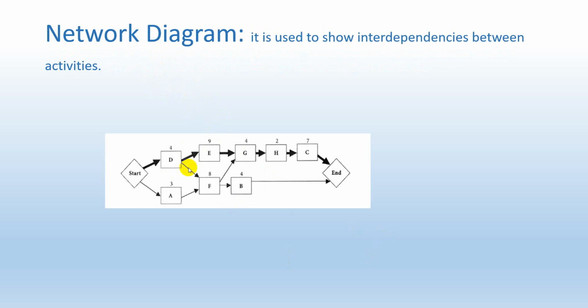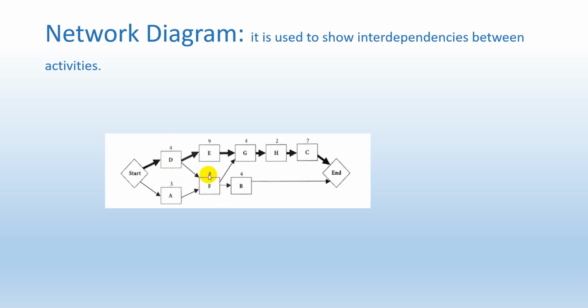Network diagram is basically used to show relationship between activities. Like from here we can see that D will start immediately after start of the project, and when D is finished, activity F and E will start. But activity F will start when D and A both are finished. So F will start after activity D, because A is finishing at day 3 and D is finishing at day 4. So at day 4, A will already be finished. So F will start at day 4.